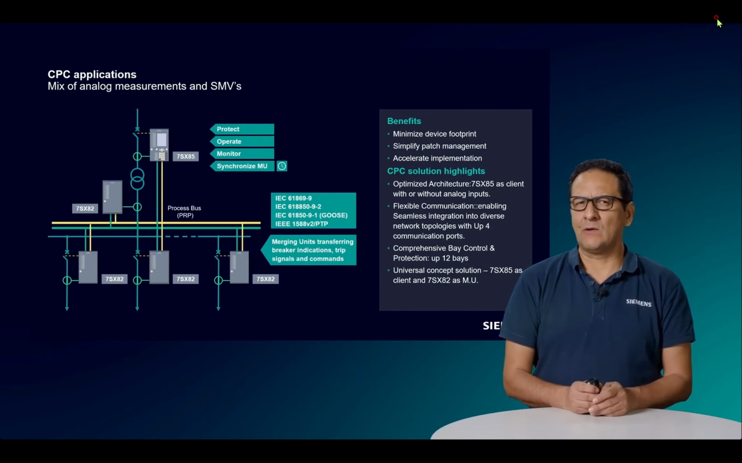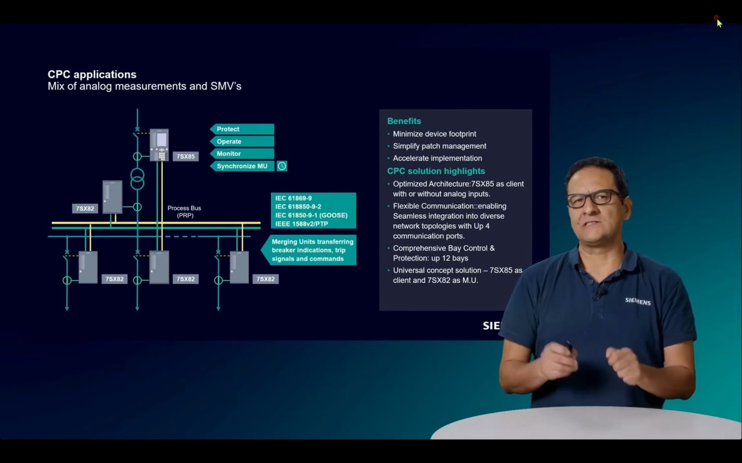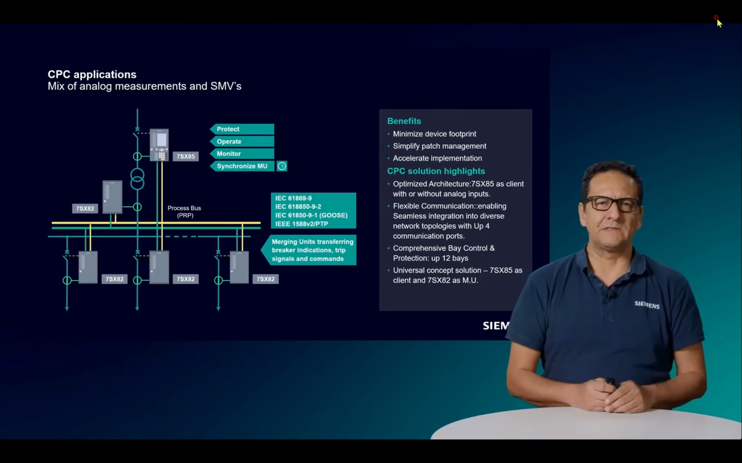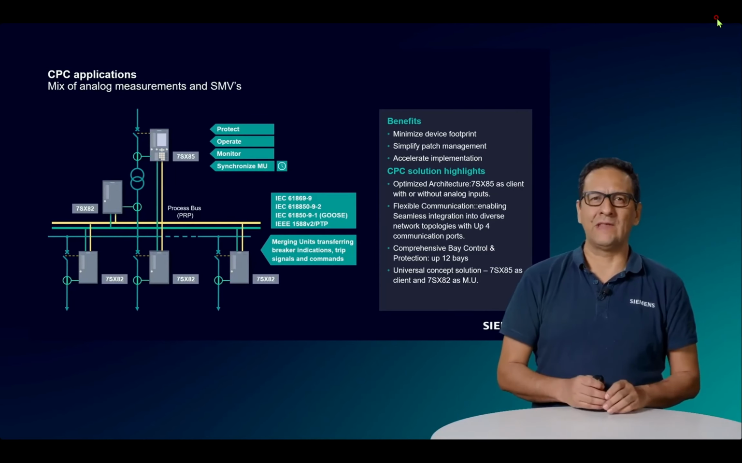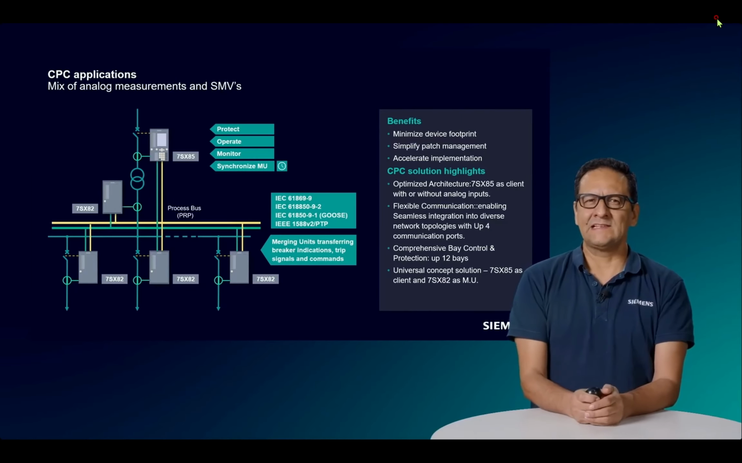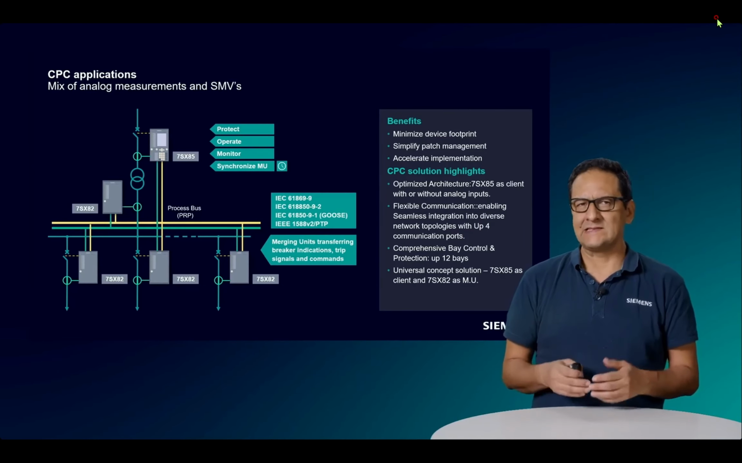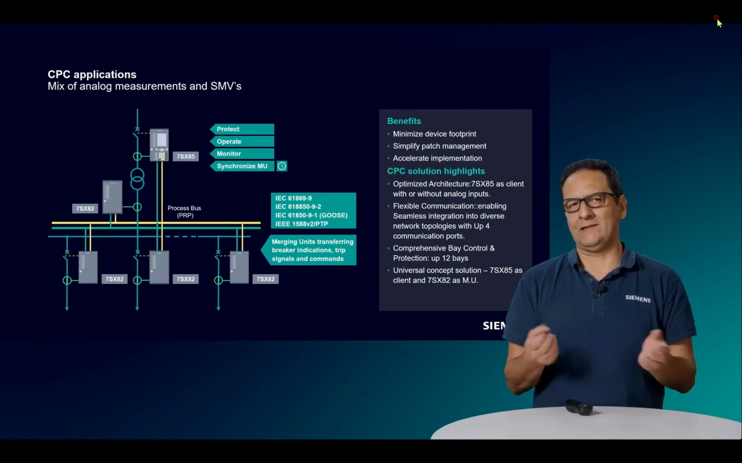Now let's talk about the 7SX85. This device has an option of built-in analog inputs, and it can also receive up to 64 signals through sampled measured values. This makes it suitable for both new and existing systems. It supports 4 communication ports, so it can be connected easily to different network types and grow with the system. The 7SX85 can also control and protect up to 12 bays like feeders, lines, and transformers. This helps to reduce the number of devices and makes the system easier to manage.